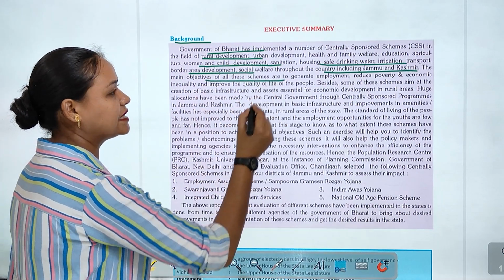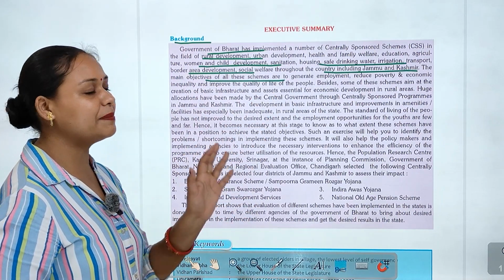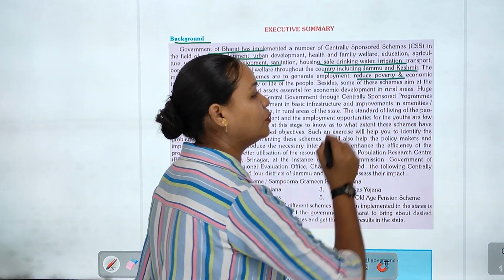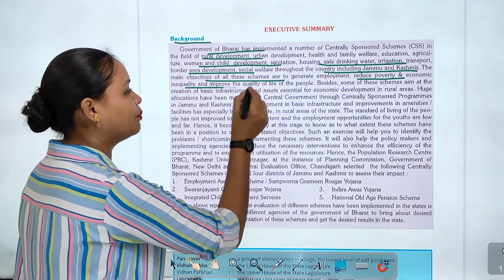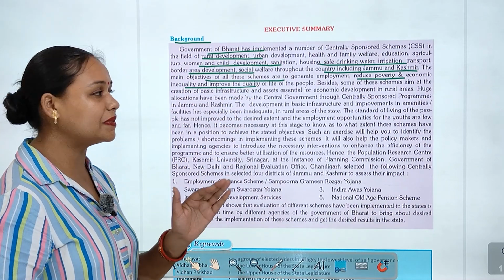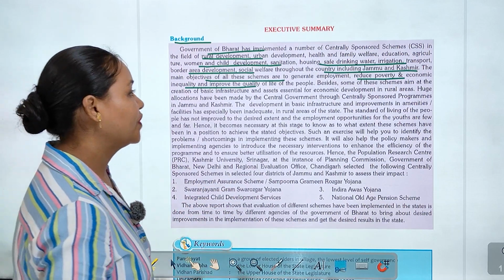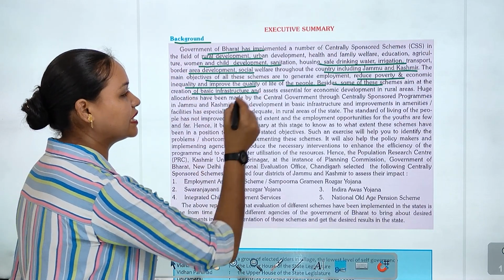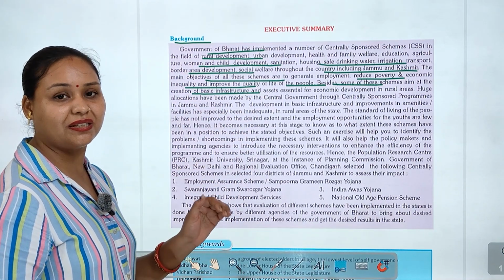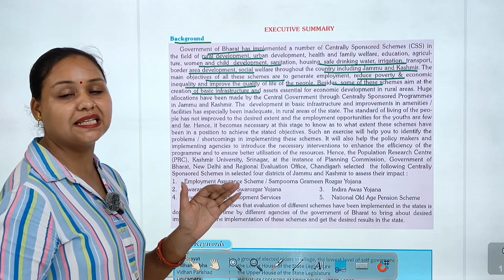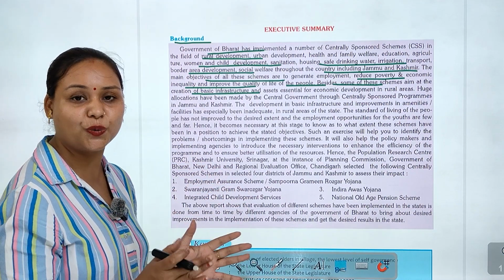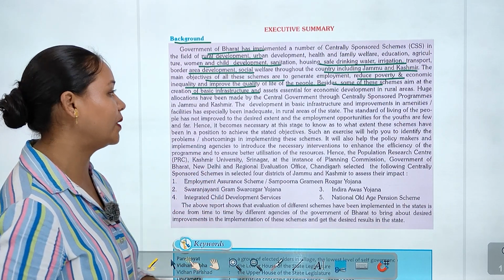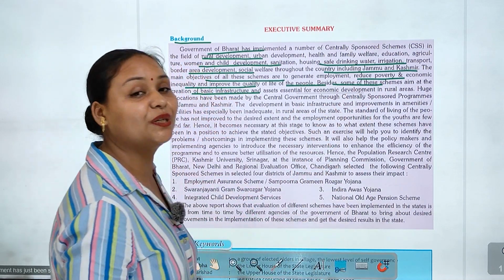The main objective of these schemes is to generate employment. इन सभी स्कीमों का उद्देश्य था कि सभी को रोजगार मिल सके, reduce poverty, गरीबी को हटा सके, and economic inequality and improve the quality of life of the people. Besides, some of these schemes aim at the creation of basic infrastructure. इन सभी योजनाओं का उद्देश्य था जो भी हमारी भौगोलिक बेसिक या आधारिक संरचना है उसको एक समान रूप पर लाना, यहाँ तक कि ज्यादा लोग ना तो गरीब हो और ना ज्यादा अमीर हो, सबको एक लाइफ स्टाइल उनका चेंज होना, and an agenda for economic development in rural areas.